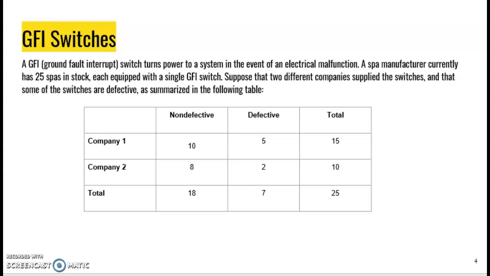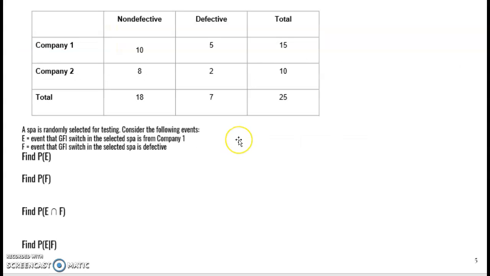I'm going to go to the next slide and we're going to answer a few questions, look at a few problems here. So we're going to identify the event E as the GFI switch in the selected spa is from company 1. Okay, so that's going to be event E, and event F we're going to say is the event that the GFI switch in the selected spa is defective. So we want to find the probability of event E.